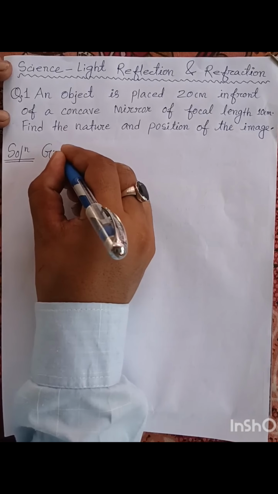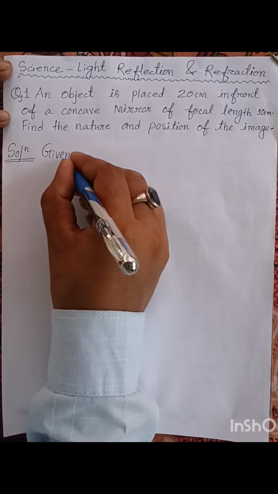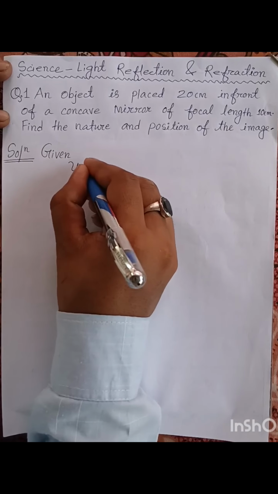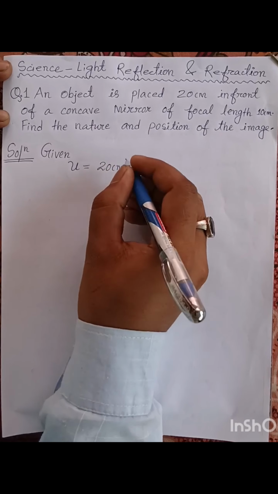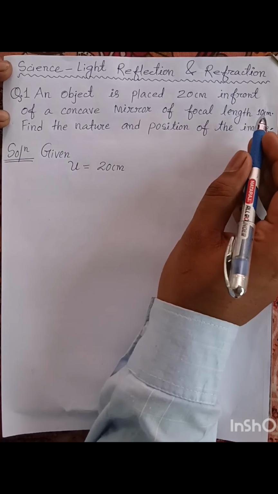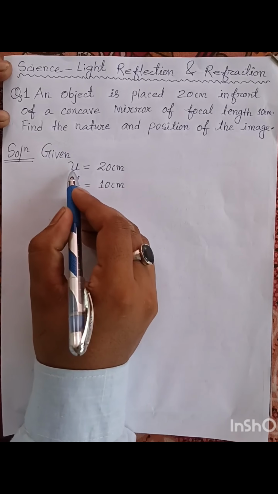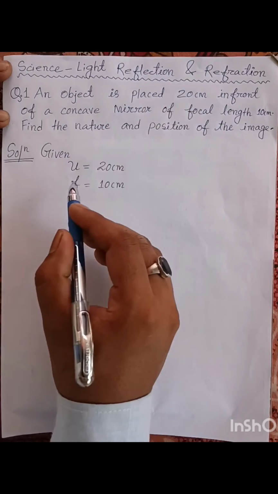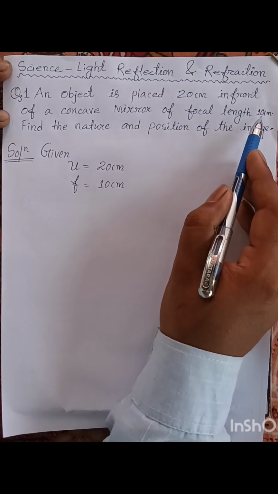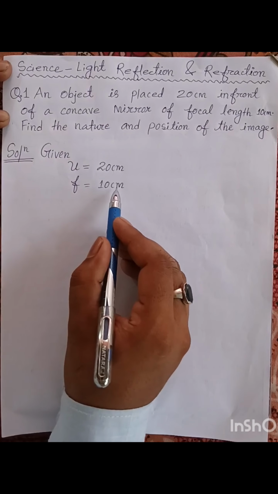So in the first step, you just write the given values. Given: object distance is denoted by small letter u, so u equal to 20 centimeter. Focal length is given as 10 centimeter, so f means focal length, f equal to 10 centimeter. u means object distance, so u equal to 20 centimeter, this is given in our question. And f means focal length, which is given as 10 centimeter, so I have written f equal to 10 centimeter.